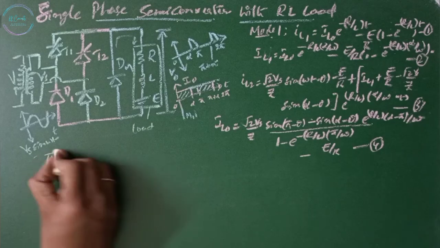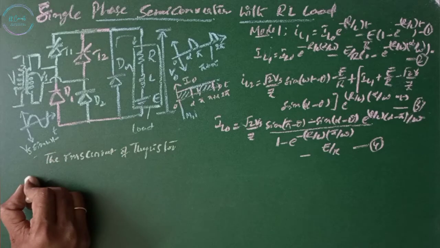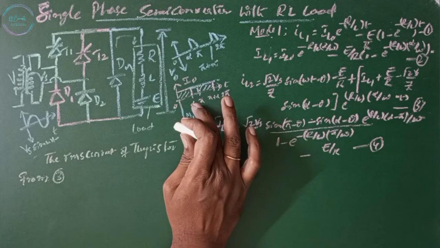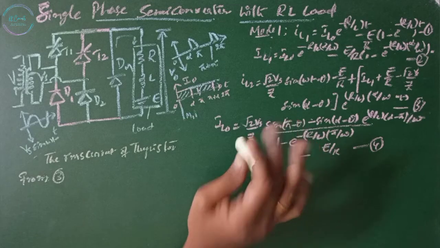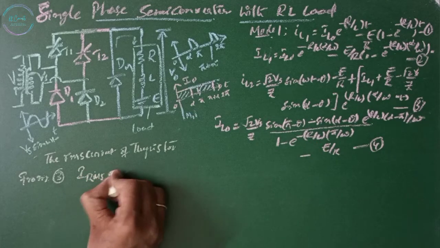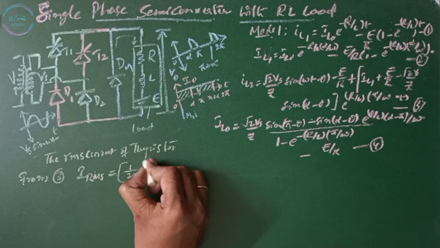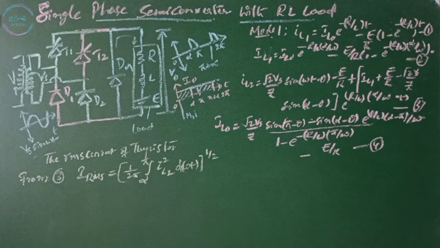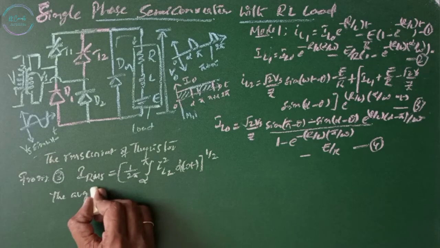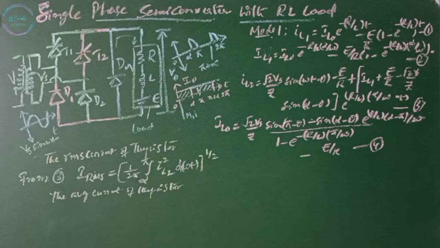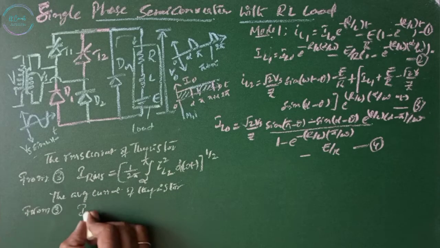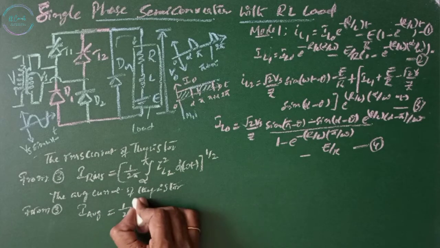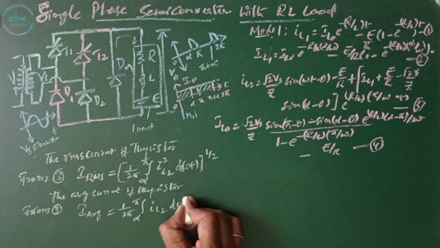The RMS current of a thyristor can be found from the third equation, since the third equation belongs to the area between alpha and pi where the thyristor is on. I RMS equals the square root of 1 by 2 pi integral alpha to pi of I square L2 d omega t. Now the average current of a thyristor can be found from equation number 3 again. I average equals 1 by 2 pi integral alpha to pi of IL2 d omega t.